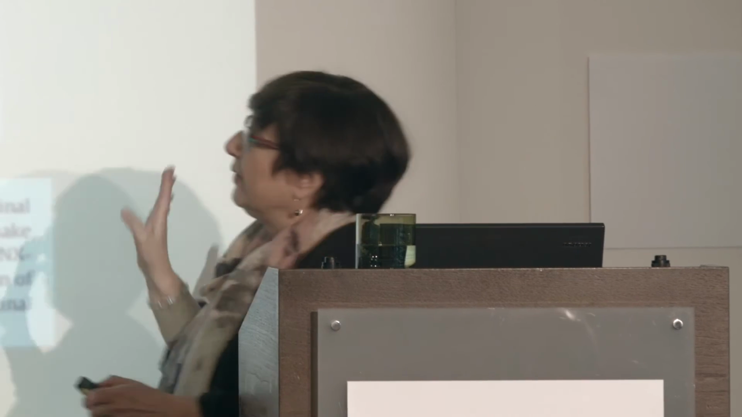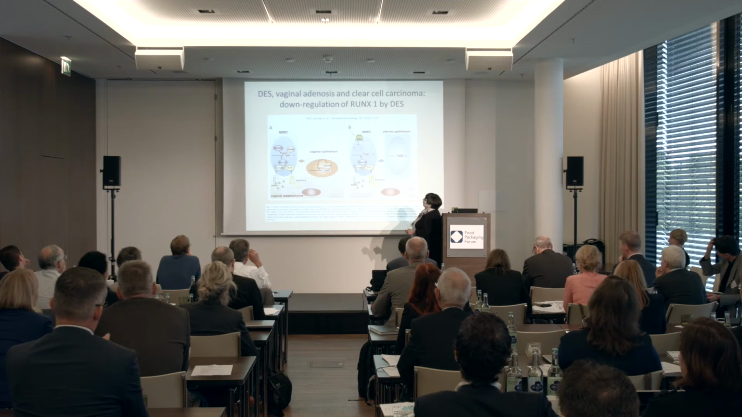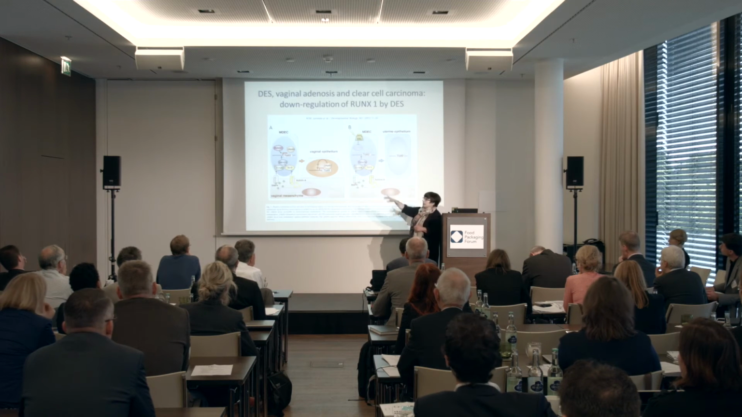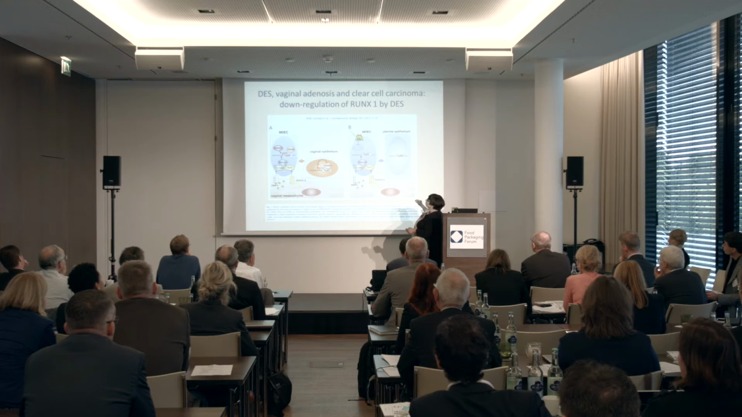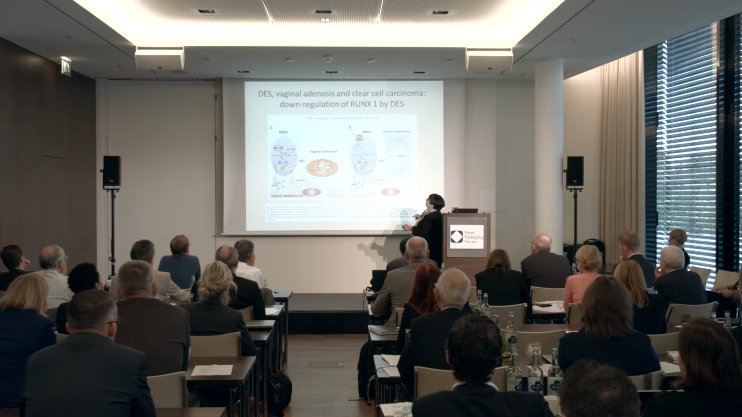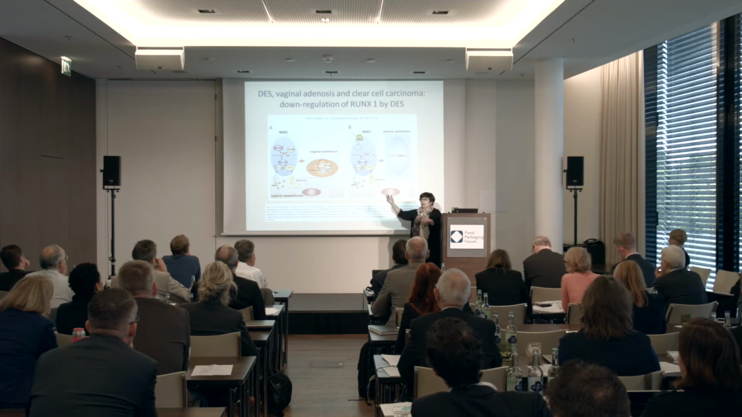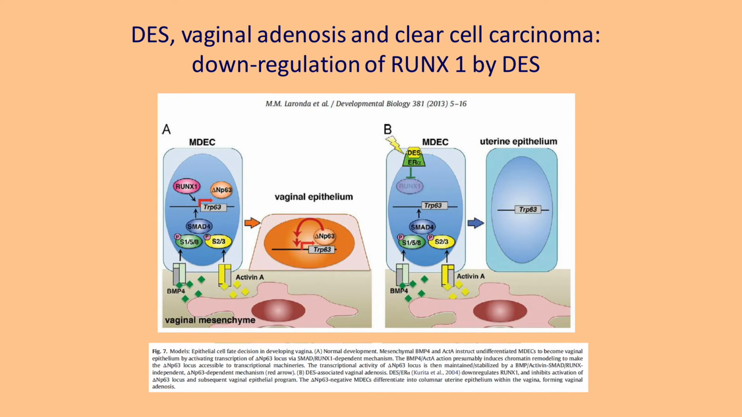And why is that? Now, this is the interesting thing. It's very interesting. The epithelium of the uterus and vagina is pretty much the same until RUNX1 is expressed. That triggers a cascade of reactions that makes this cell, that is a cuboidal cell, become a flat squamous cell. And that is the typical lining of the vagina. So here you have a stratified squamous epithelium. Here you have simple columnar.